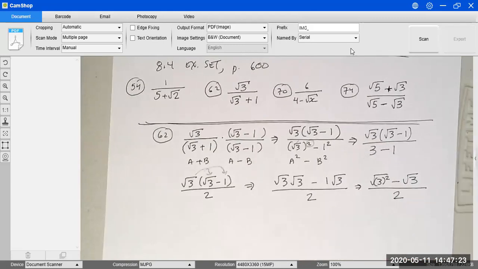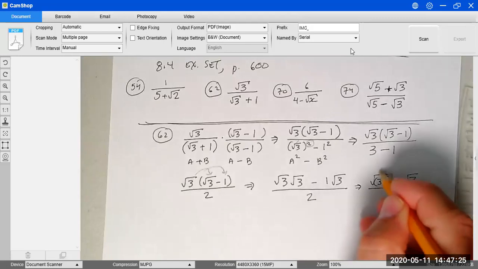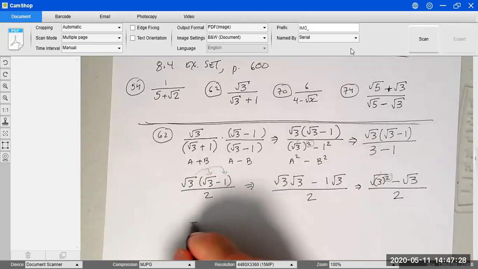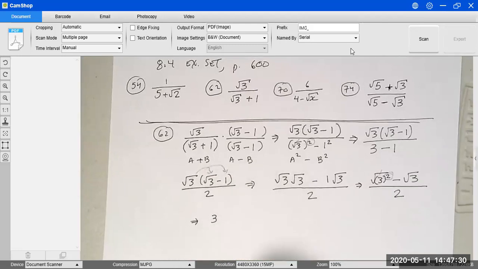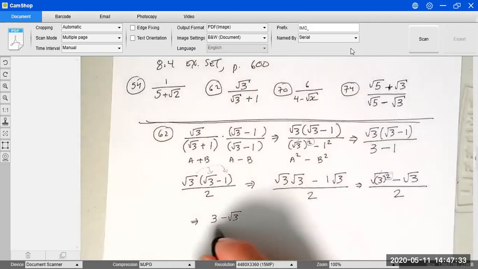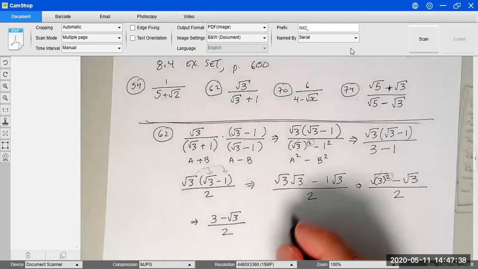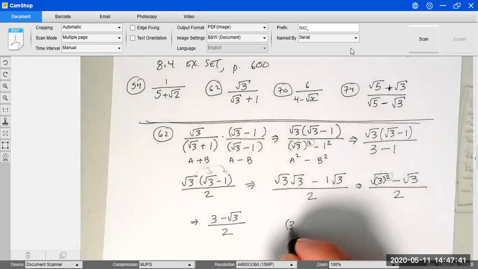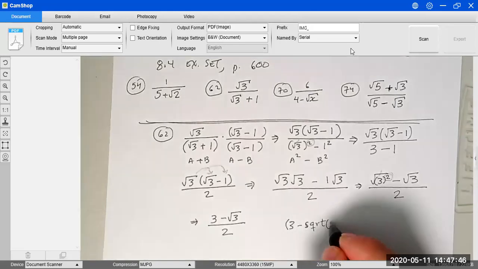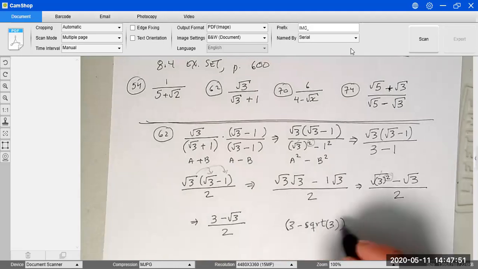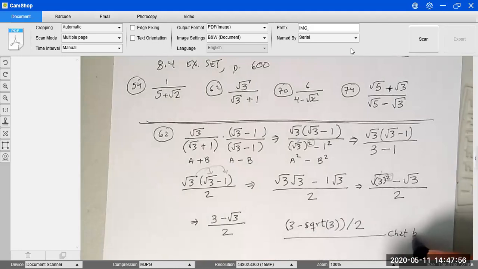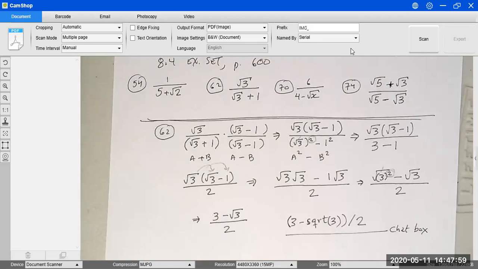And finally, you just need to cancel this and this. So you're going to get 3 minus square root of 3 over 2. If you're using the chat box, you need to write parentheses for the numerator, 3 minus, and then you're going to use SQRT, parentheses 3, that's the radical. I'm going to close this parenthesis. I'm going to divide by 2. This is if you are using the chat box to send me your answers.